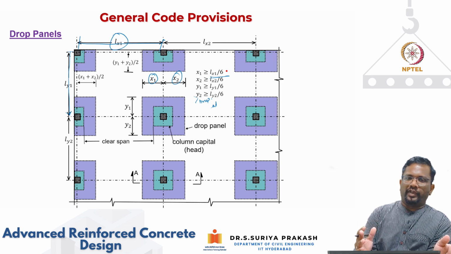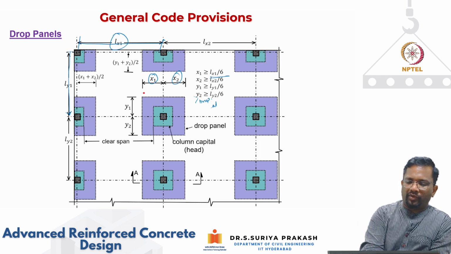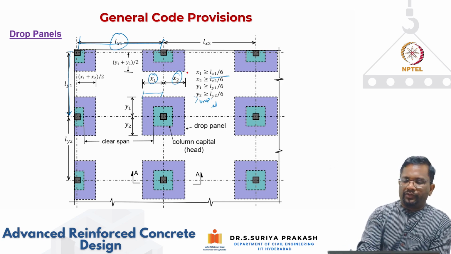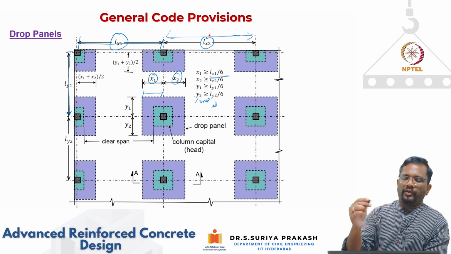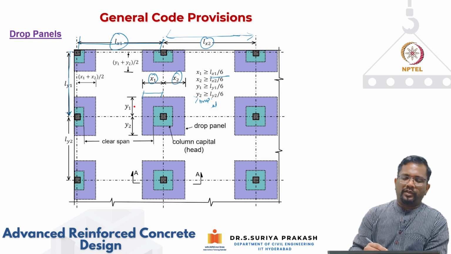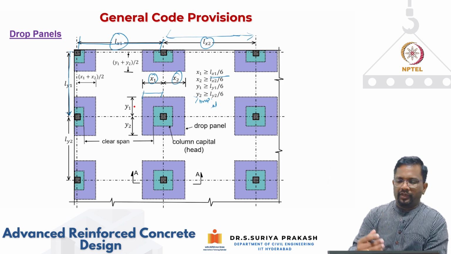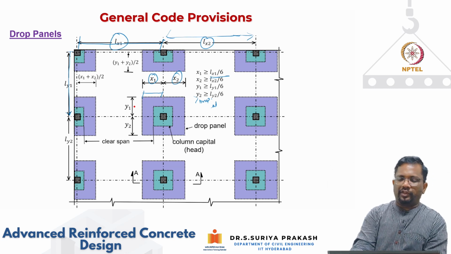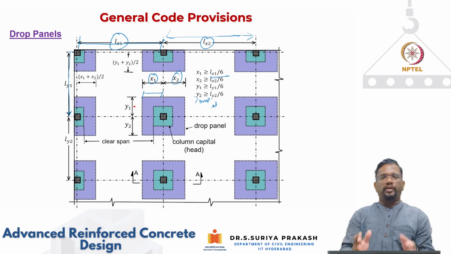Whatever projection I have given here, this x1 should be greater than Lx1 by 6. Similarly, for x2, because I'm talking about this span, I have to take Lx2. So x2 has to be greater than or equal to Lx2 by 6. In the same way, y1 has to be greater than or equal to Ly1 by 6, and y2 has to be greater than or equal to Ly2 by 6. These are the minimum dimensions the drop panel should have.